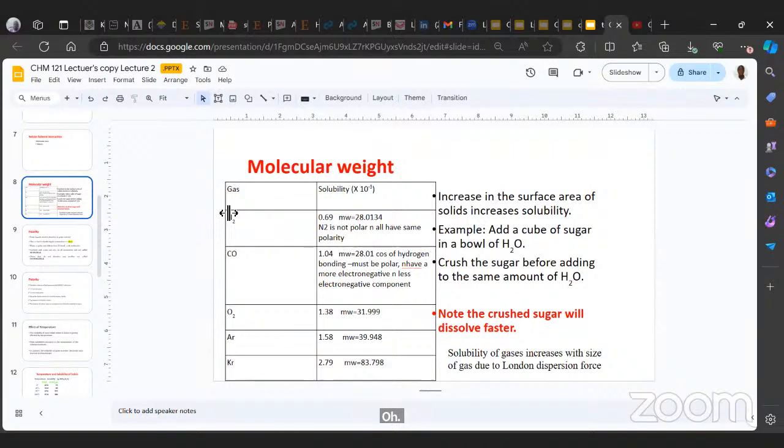What is the first one? Solute-solvent interaction. The second one is the temperature effect. And the third one, pressure effect.